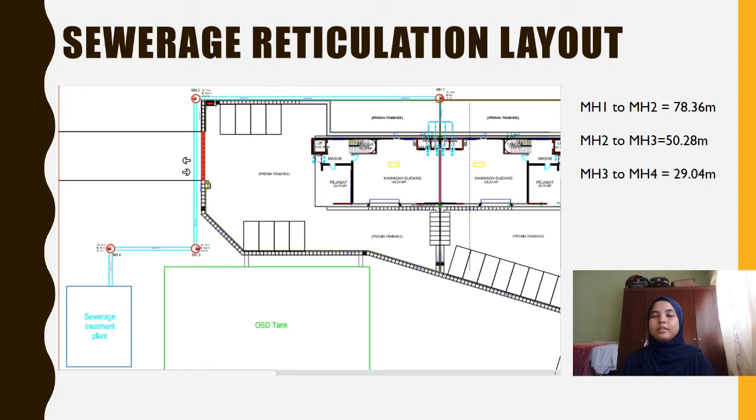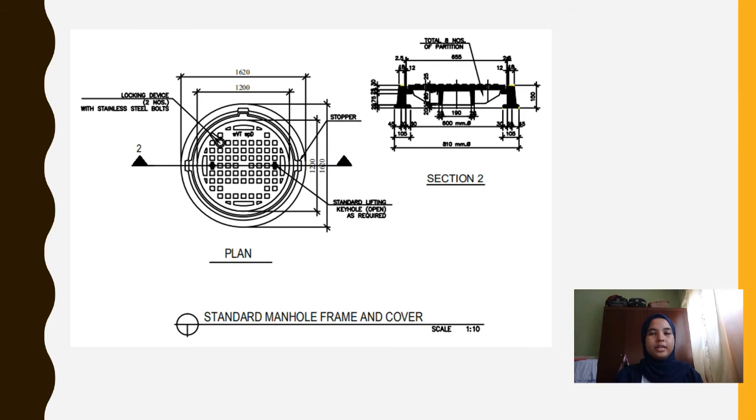78.36 meter. And then MH2 to MH3 is 50.28 meter, and MH3 to MH4 is 29.04 meter. Next, I will explain the details of pipeline and manhole.